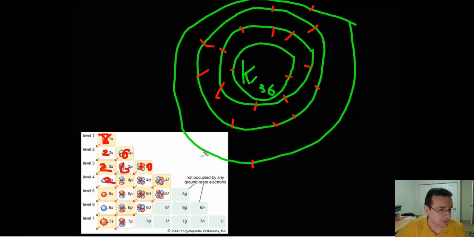And that's right, because the third layer can take up to 18. So level 3 will have 18. So like 1, 2, 3, 4, 5, 6, 7, 8, 9, 10. If you count, you will see it has 18 electrons on the third shell, which is now going to be full.